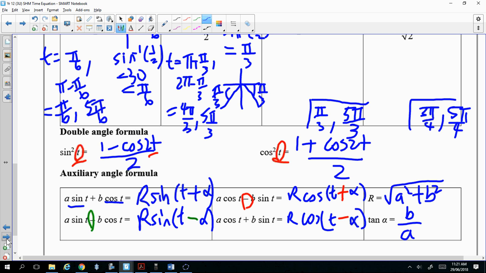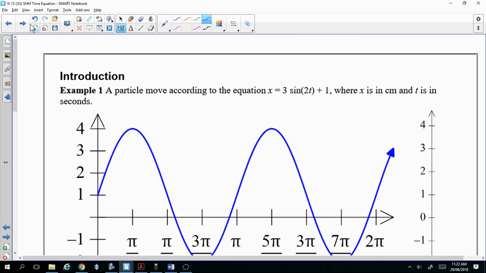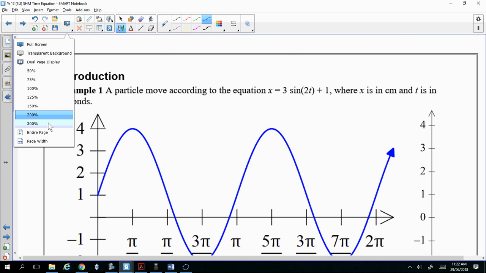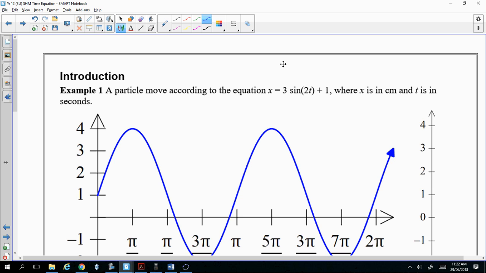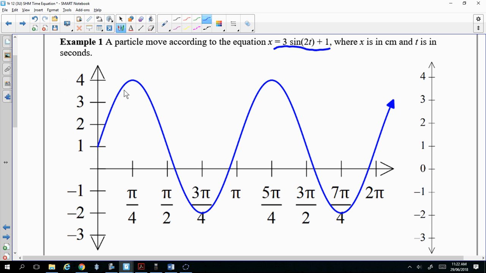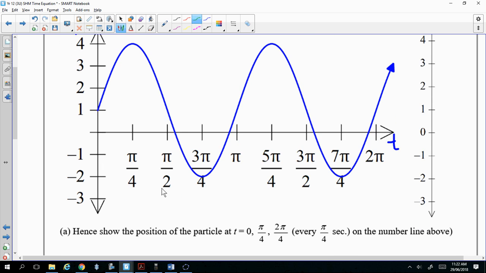All right, let's move on. To understand simple harmonic motion, let's look at a simple example. You have a graph presented in front of you with this equation, x equals 3 sine 2t plus 1, where x is in centimeters and t is in seconds. So we have a graph of x against time. The graph has been drawn, and what we're going to do is show the position of the particle at these times, every pi over 4 seconds.